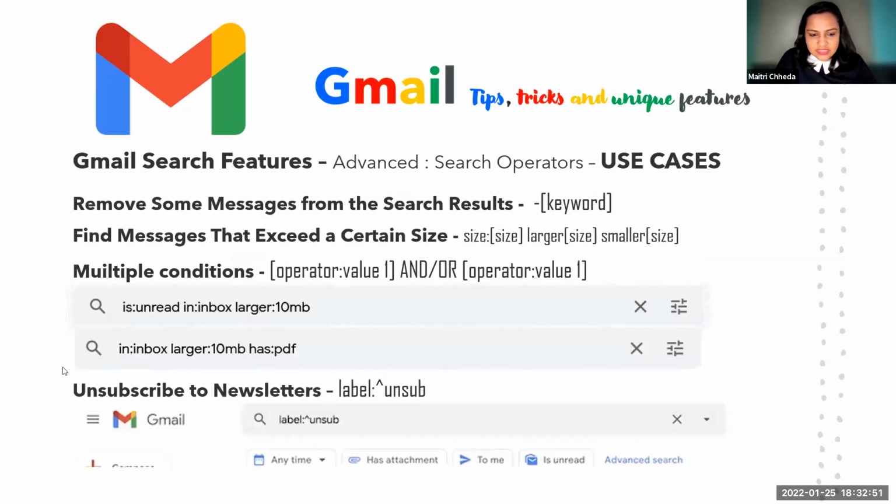Here, to find newsletters, you use this command, label colon, uppercase, the symbol which is above your number 6, you just press shift and number 6, and unsub. You use this and you will get all the newsletters which have an unsubscribe option. The moment you do that, you just unsubscribe, or maybe you report them as spam. So that is one thing you could do.